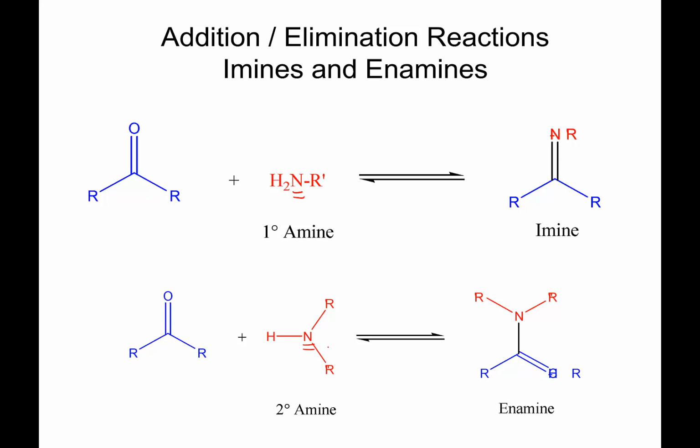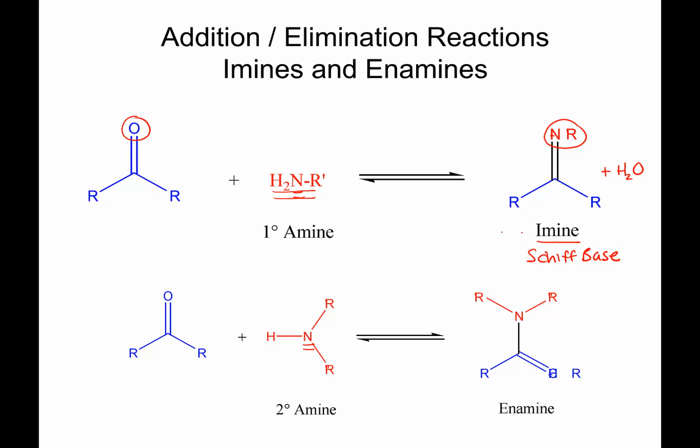They will give two different products with a double bond in two different positions. If you react a primary amine with a ketone, and we'll go through the mechanism of this in a moment, you end up replacing the oxygen with the NR group, and notice the two hydrogens are gone. That's because the other product that you form is water. This is called an imine, or what is also called a Schiff base.